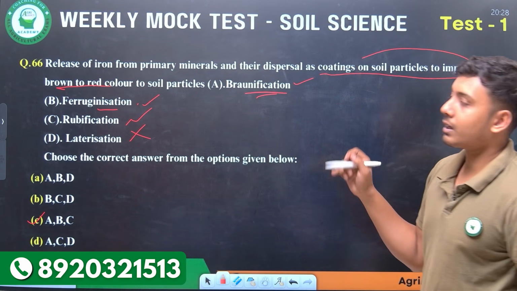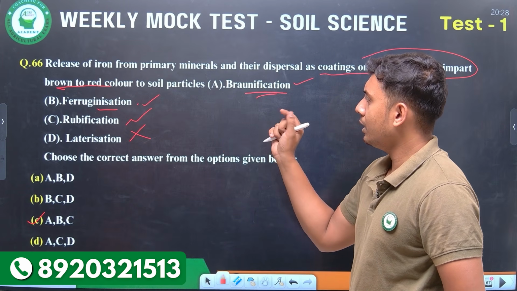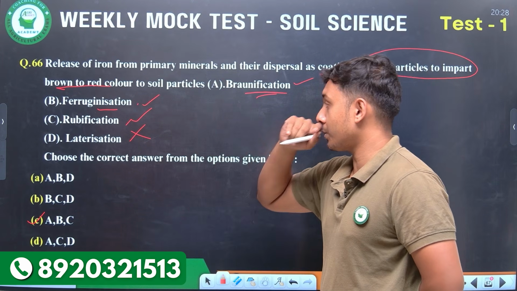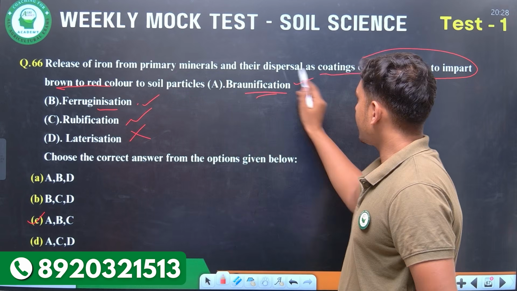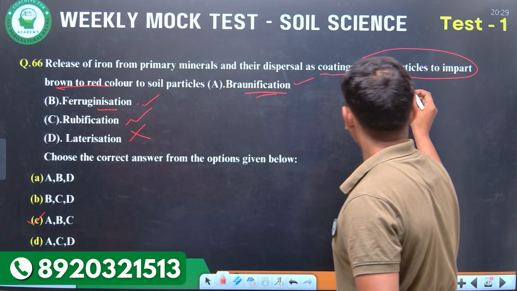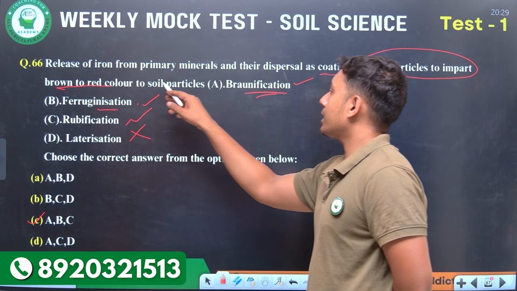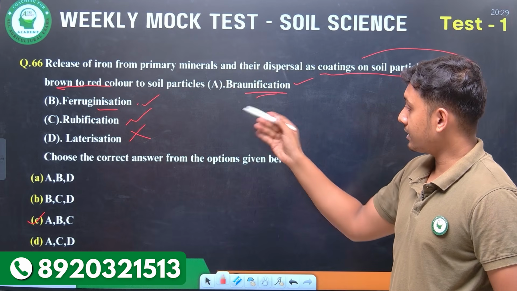Whenever this comes, it may come as a question as a single word also, a single option, like ferruginization or rubification. The definition will be the same: release of iron from primary minerals and their dispersal as coating on soil particles to impart the brown to red color to soil particles. That comes under this.